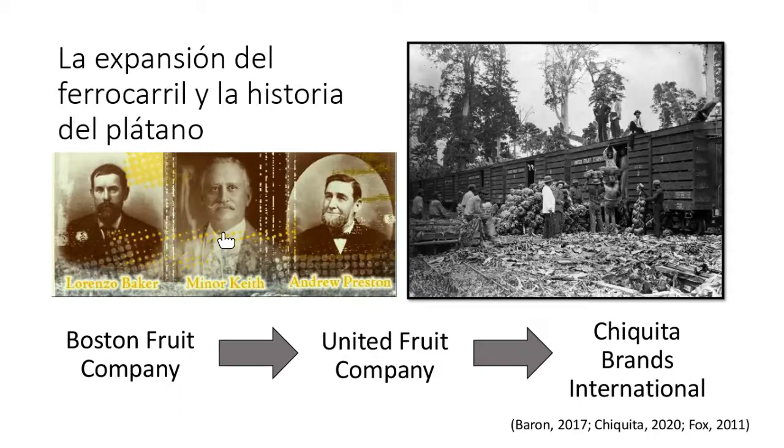Minor, again, he was American, and he and his colleagues, Lorenzo Baker and Andrew Preston, formed what was originally called the Boston Fruit Company. From there, it was soon renamed the United Fruit Company, and is currently known as Chiquita Brands International. And Chiquita is who I'm going to use as an example. Please note that throughout this presentation, I'm going to refer to the company as Chiquita or Chiquita Brands, irrespective of the time period I'm referring to as it relates to their names.